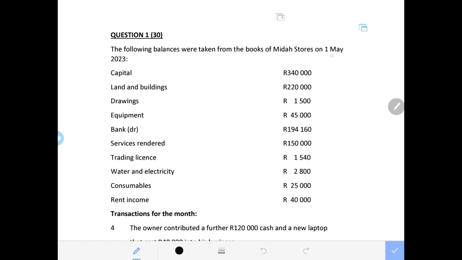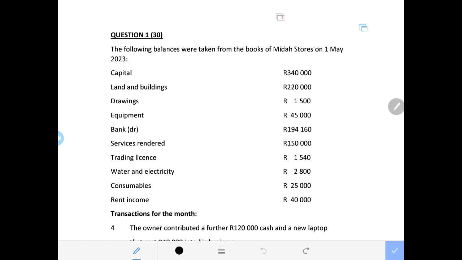This is the information that is available on the 1st of May 2023, which is the beginning of the accounting period. So this is the opening balance, the balance that we have in the capital account at the beginning of the period of the business. Either it can be a month or it can be a year. Then we have land and building, drawings, equipment, all of them. These are the opening balances.